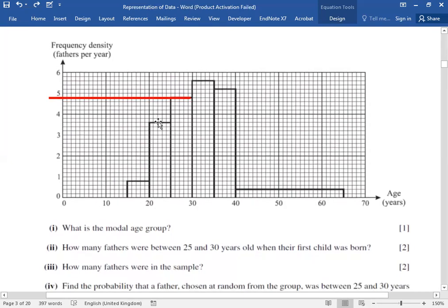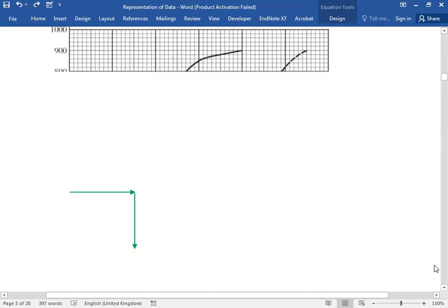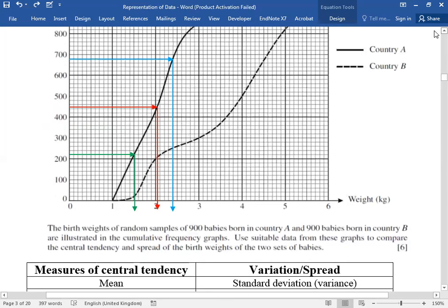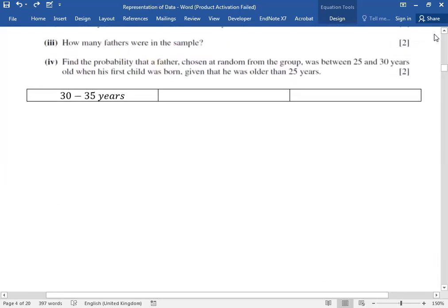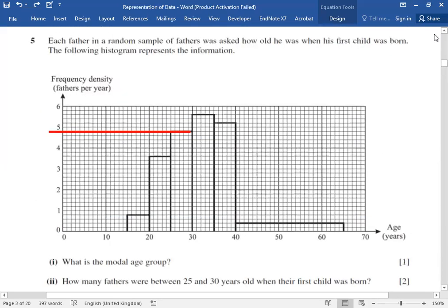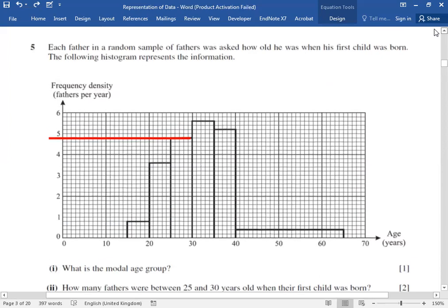This is 3.8. The height 3.8 and the width is 5. This is 0.8 and the width is 5. बाकी हम कर चुके हैं. This is 5.2 और ये already निकाल चुके हैं. How many fathers are in the group? Huh? 110. Is everyone getting the same value?